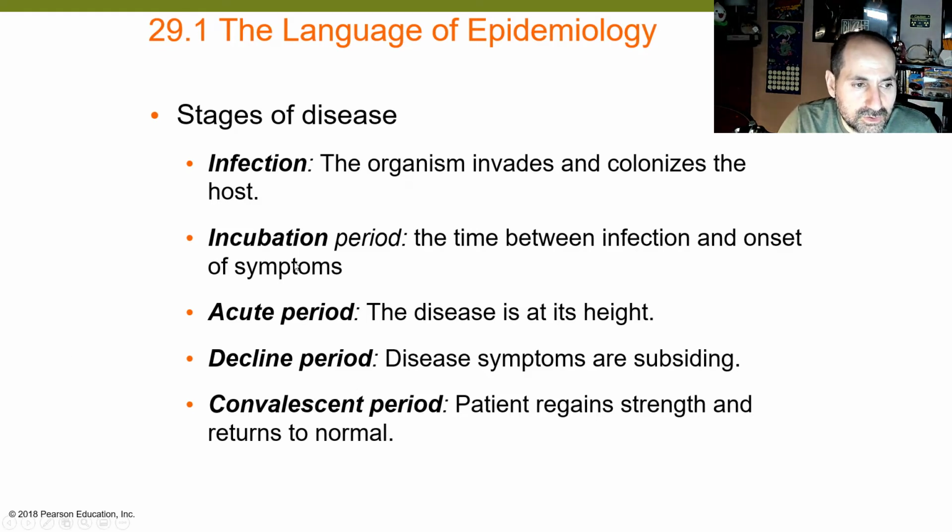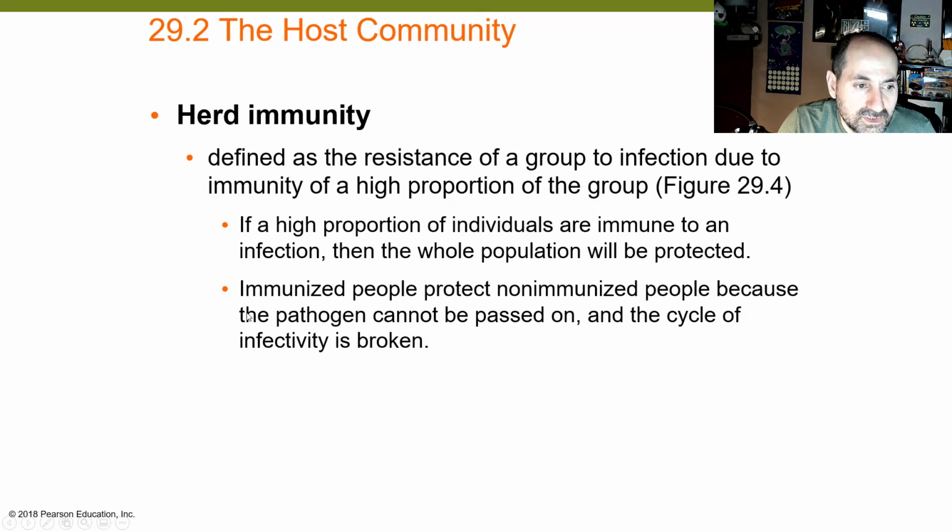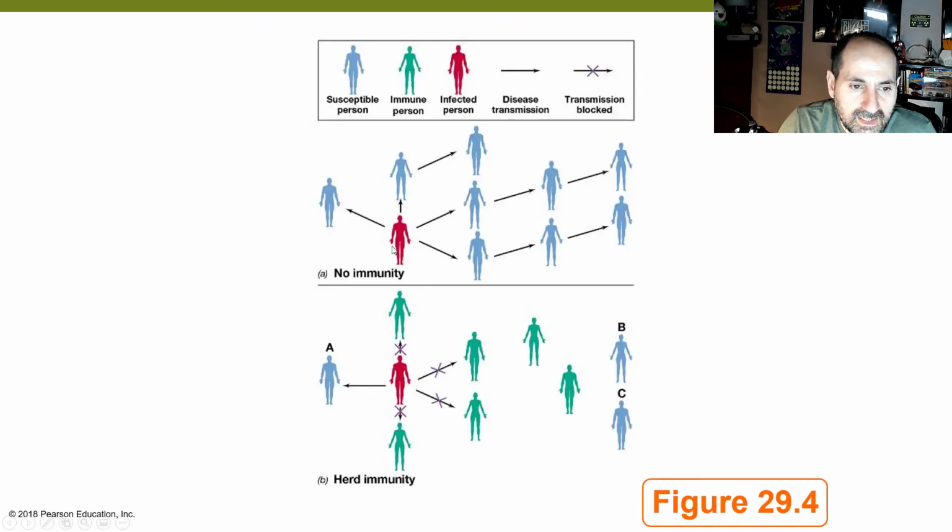And you should know that during incubation, it's difficult to diagnose the disease correctly. It's not until the acute period that you can diagnose the disease. Know the difference between mortality and morbidity. Know the concept of herd immunity. Please know this concept is very important. Herd immunity. How does herd immunity work, and how does it help the herd?